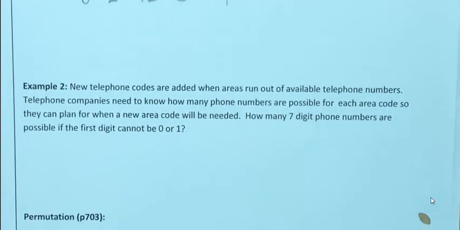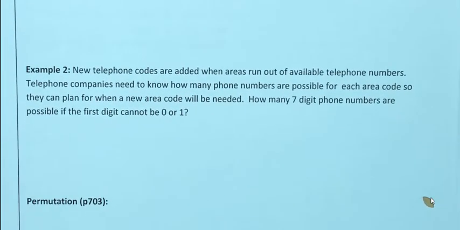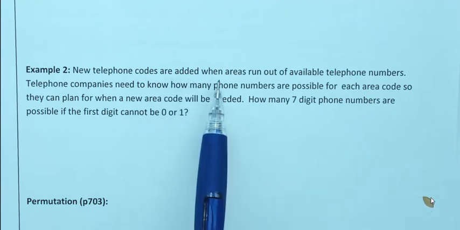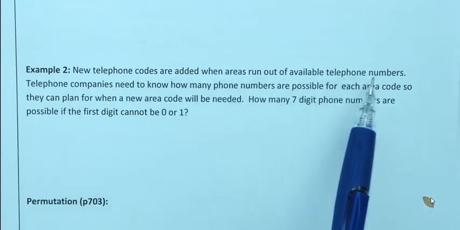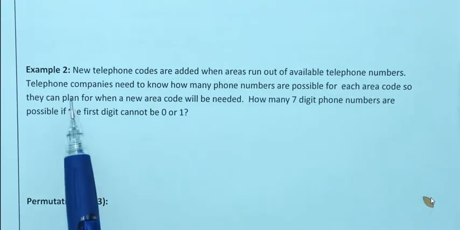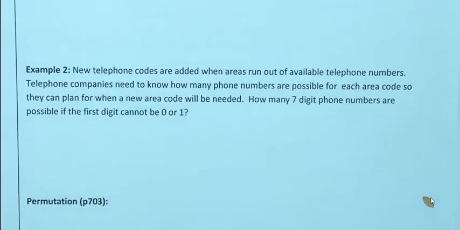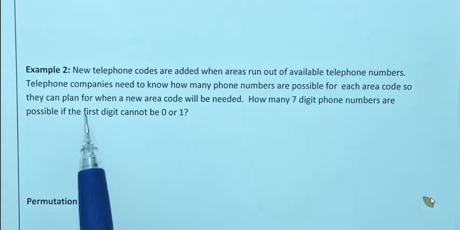All right, let's try another one. This one gets a little bit more tricky. So when we think of new telephone codes, they are added when areas run out of available telephone numbers. Okay, this actually happened in the town that I grew up in. We used to have an 805 area code, and at one point it just got too crowded, and so it became a 661 area code, which was really interesting.